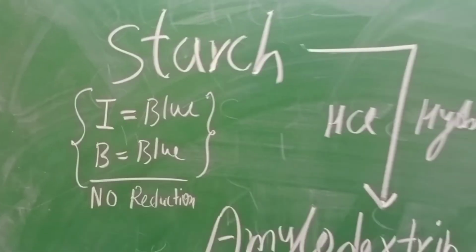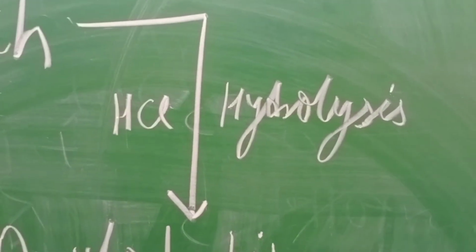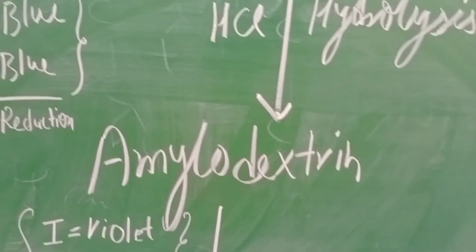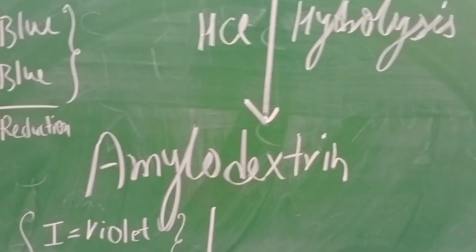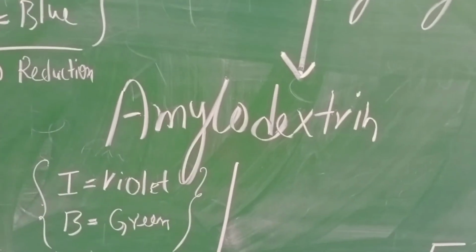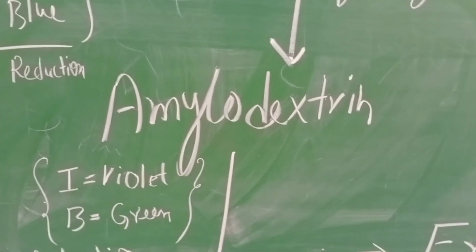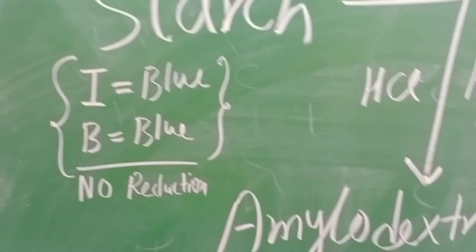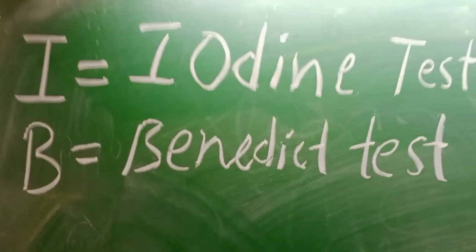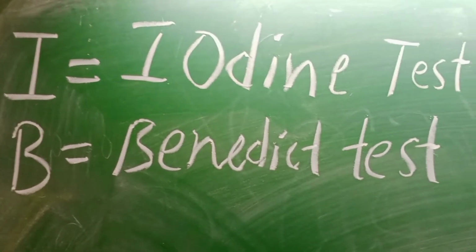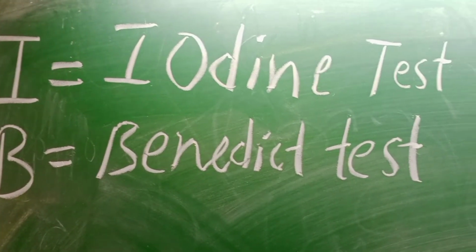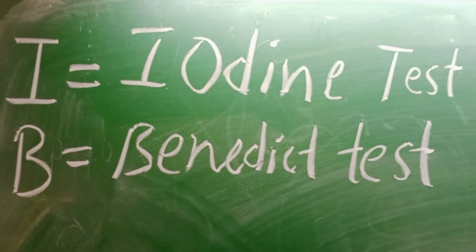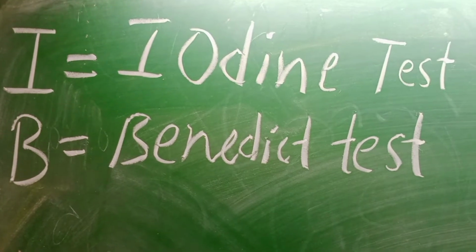So once the hydrochloric acid is added, the hydrolysis begins, and the very first product which we get here is amylodextrin. Once we get the amylodextrin, we can check its formation again with the help of iodine and the Benedict solution, which we can see here. I have discussed these two reagents earlier, which are used for the colorimetric assessment, and here I represented the iodine as capital I and the Benedict reagent as capital B.